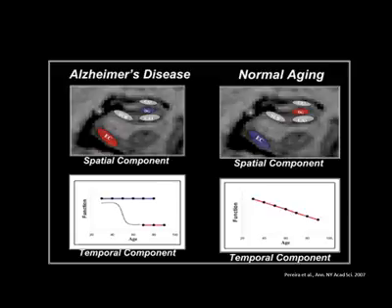paper, where we find this very interesting double anatomical dissociation between Alzheimer's and aging. In Alzheimer's disease, we find that it's the entorhinal cortex that's affected first and foremost, shown here in red, where the dentate gyrus is relatively spared.